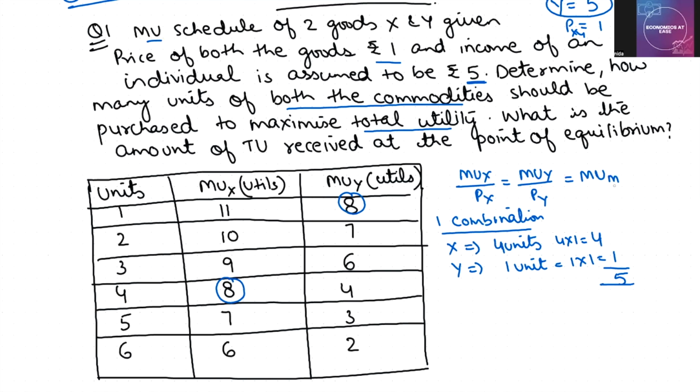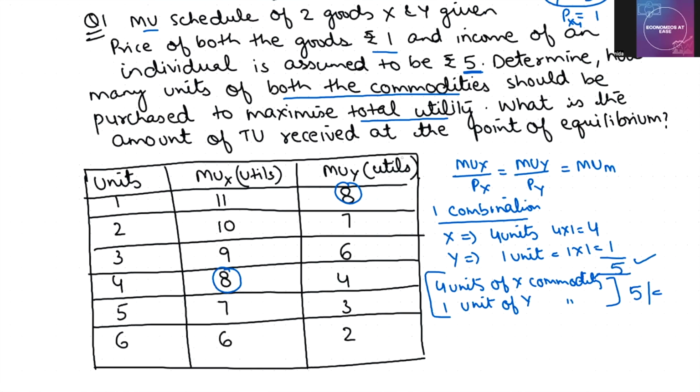So in this way, I've got the answer. That means I can purchase 4 units of X commodity and 1 unit of Y commodity, and my total income is again 5. So this is the correct answer, right?